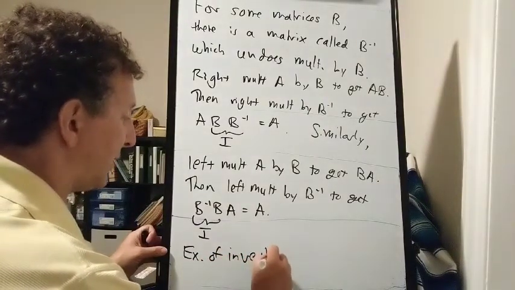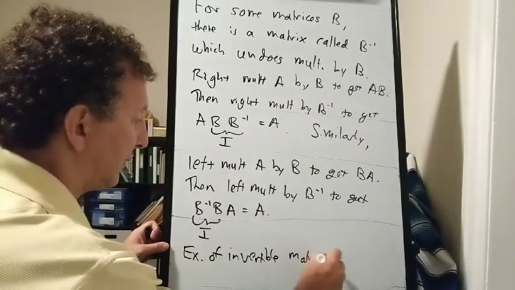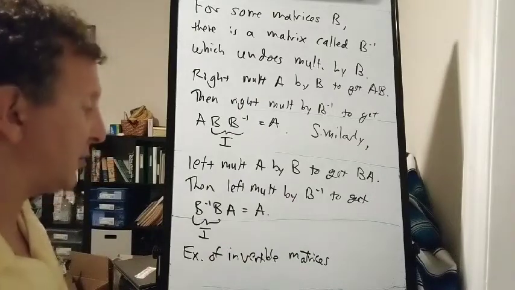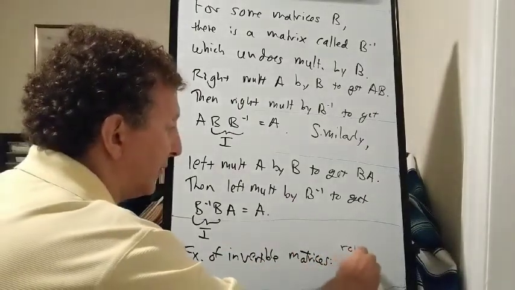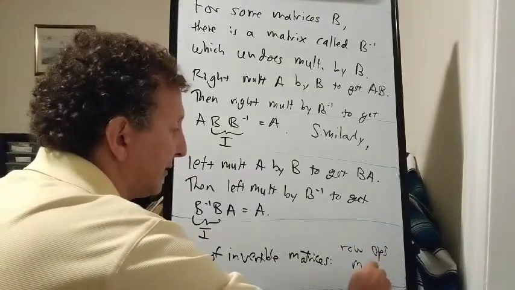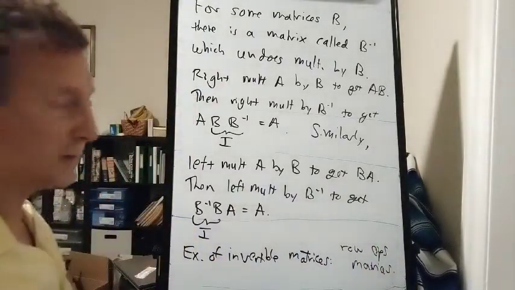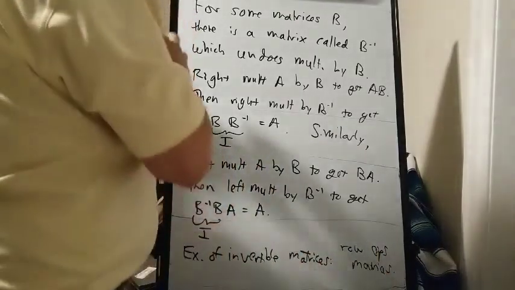So some important examples of invertible matrices, matrices whose multiplication we can undo, are row operation matrices. Let's look at those closely.